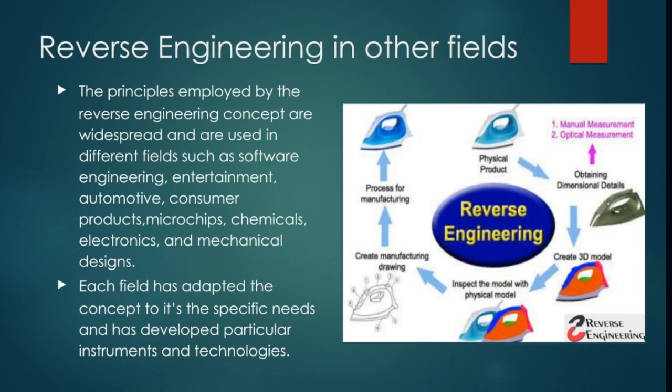First, you take the manual measurements of the iron box, then you create a 3D model of that, and inspect that model against the actual physical model, and you create a manufacturing drawing, and finally you give it for the manufacturing process. And each of these fields has adapted the concept to its own specific needs, and they have also developed particular instruments and technologies, for example in the case of CAD technologies.